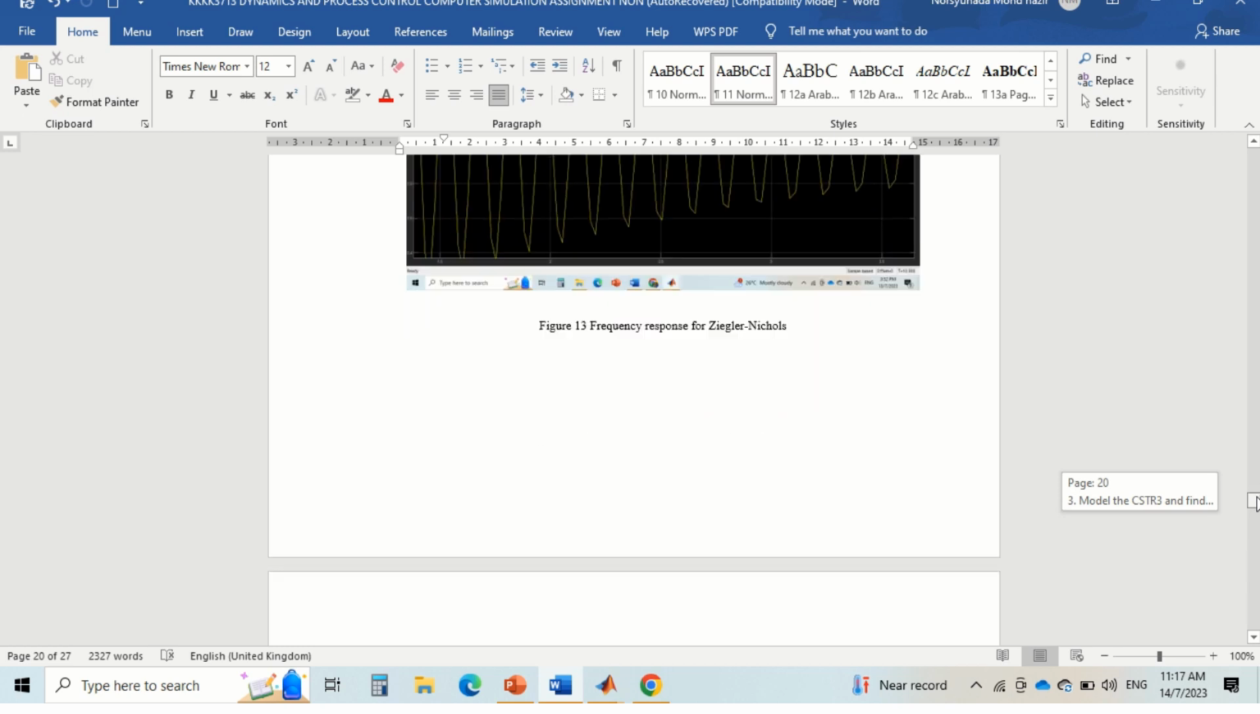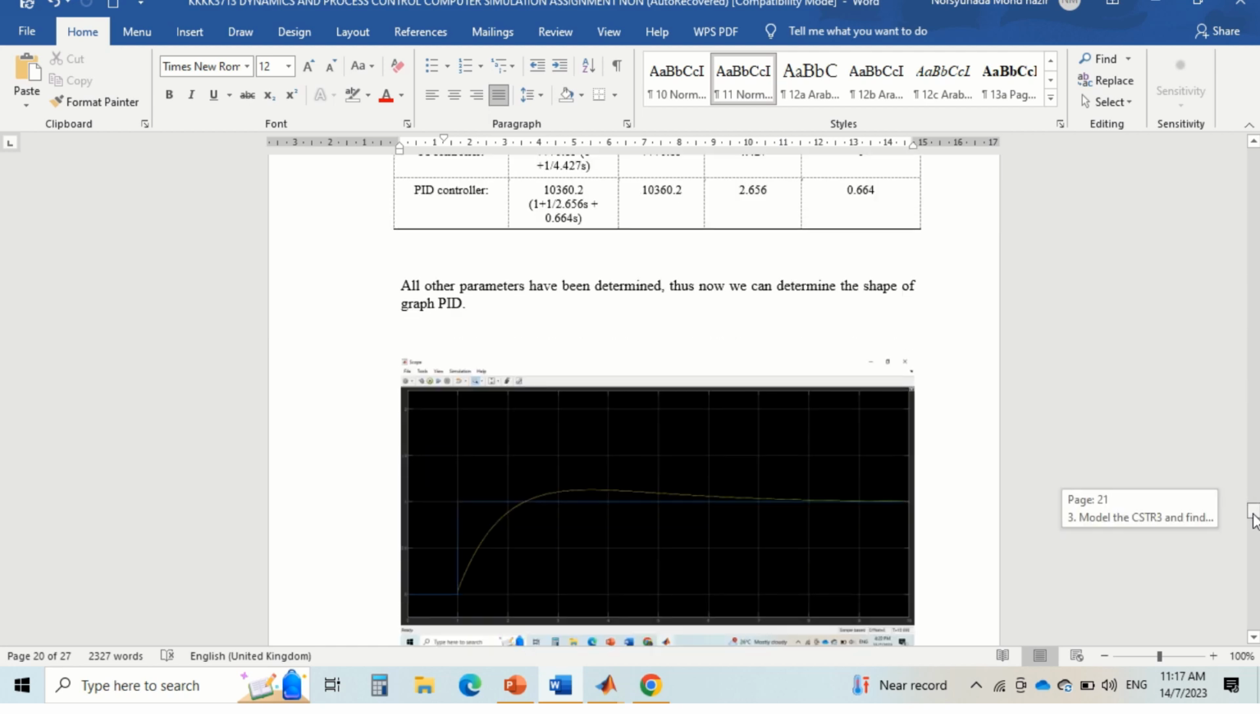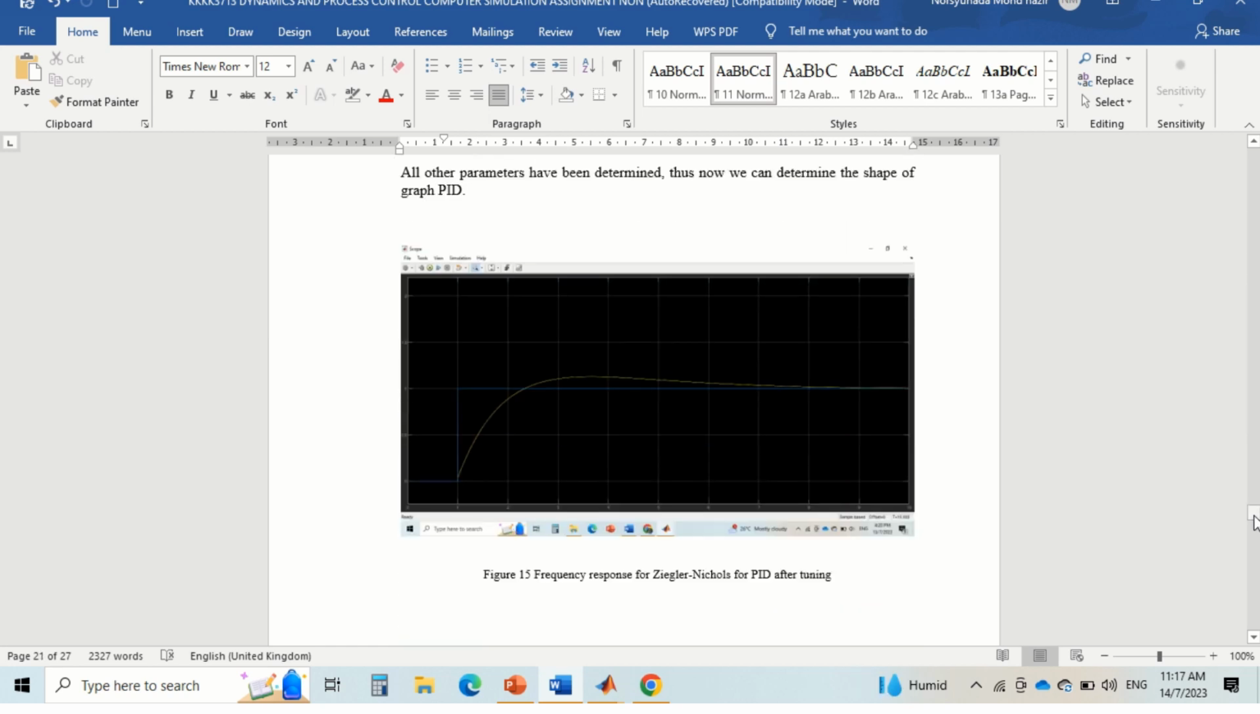From this graph here, then I can determine the other parameters for the PID controller such as the Kc, tau I, and tau D. So for the Kc, I got 1360.2, while for tau I got 2.656, and for tau D, I got 0.664. Since all the parameters have been determined, now we can determine the shape of the graph of PID for Ziegler-Nichols.